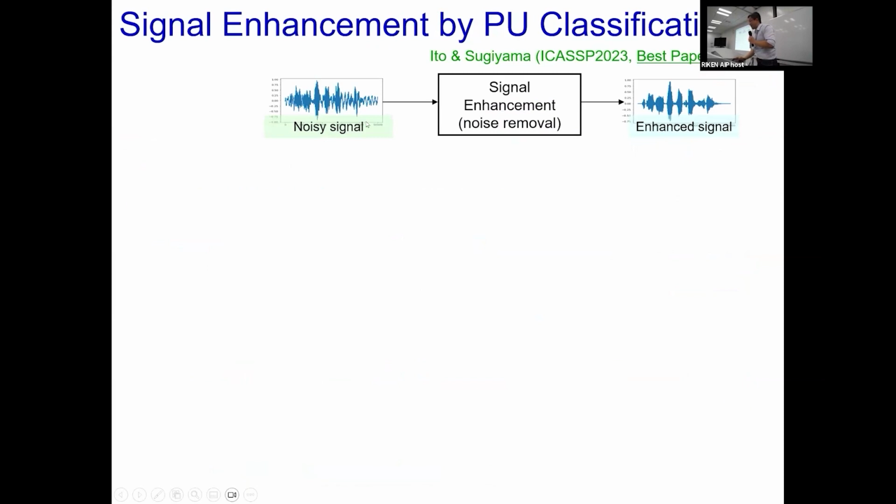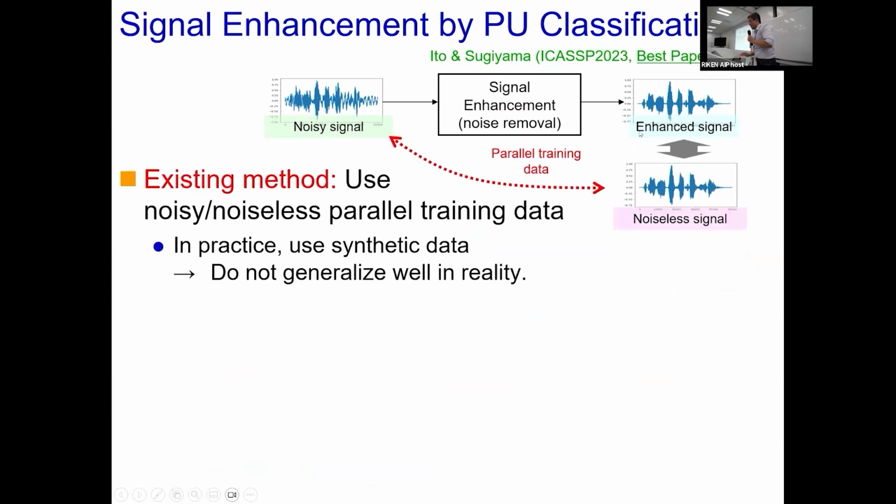It's the simplest problem. We input noisy signals, and we want a clean signal as output. To train such a system, people used so-called parallel training data. They wanted a noisy version and a clean version of the signal, then trained a denoiser. But in practice, it's impossible to obtain such parallel training data. So people generated artificial noise and added it to the true clean signal. By that, they simulated parallel training data, but this doesn't generalize so well.